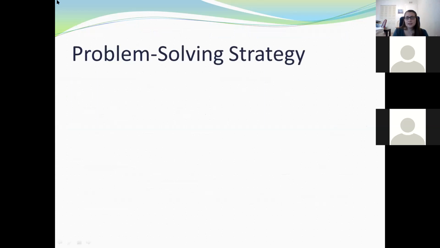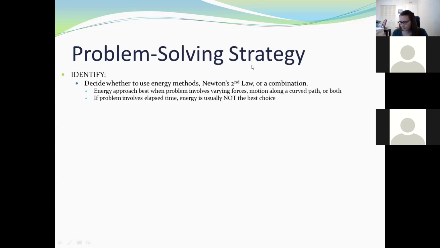Okay, so in these cases, just like I outlined a good problem solving strategy for you with projectile motion, and I think I did with Newton's laws as well, there are specific problem solving strategies that could be helpful for you when you're looking at energy type problems. So again, following the model laid out by the textbook, we're going to identify, so we'll decide whether we're going to use energy, Newton's laws, or kinematic equations, or a combination of all of these things.